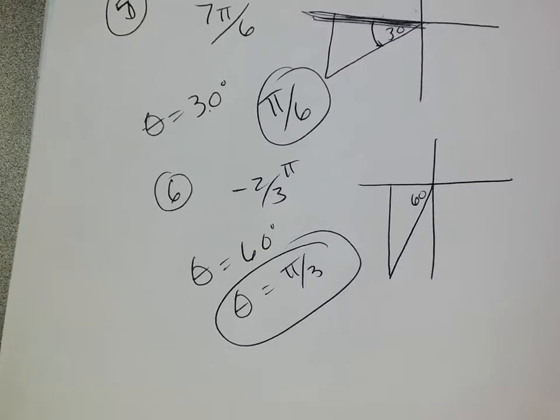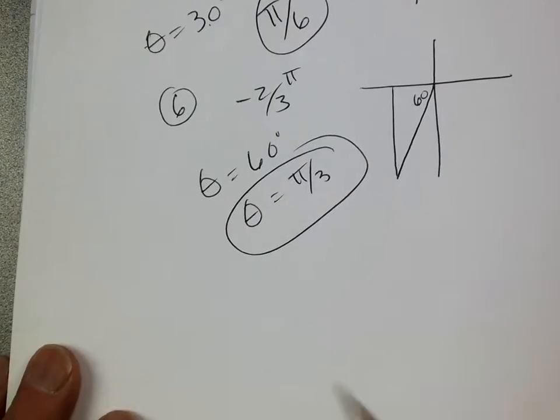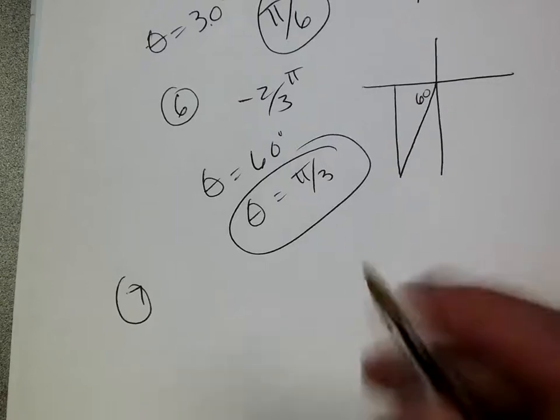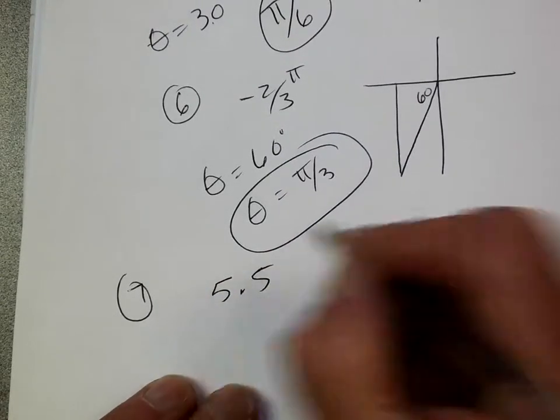All right, back to math. Sorry about that. Whoever's watching this recording, we had a temporary little delay. Okay, number 7. Okay, 7's a little bit tricky. 5.5, okay?